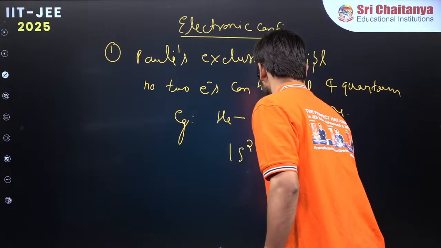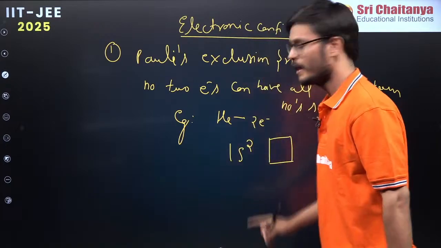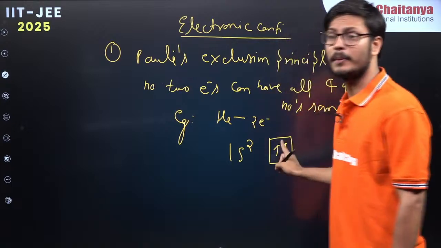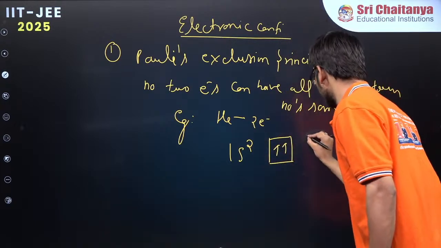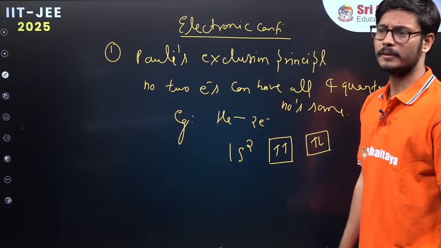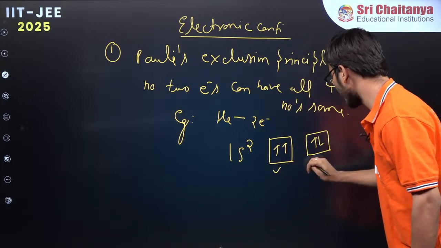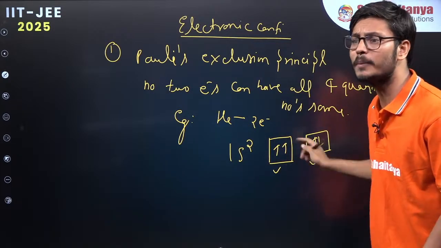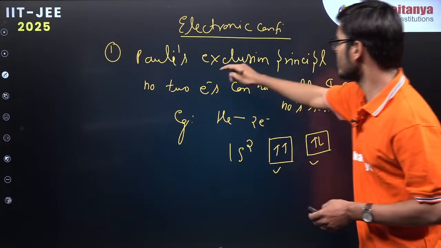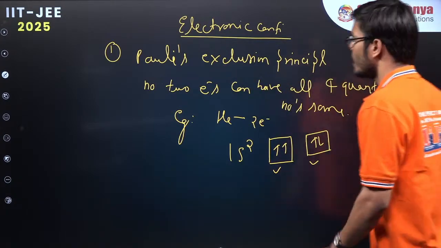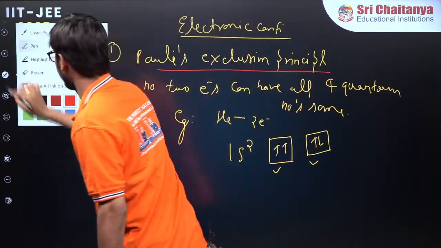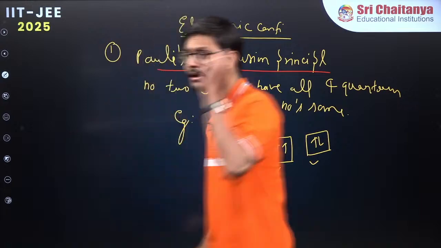Okay, how to represent? In the first orbit, the s orbital has one electron and one electron. You can represent it like this, or you can represent it like this. There are two ways to represent. How should I represent it, sir? Now this is very, very important, and this is the meaning of the Pauli exclusion principle. According to it, no two electrons can have the same quantum numbers. All quantum numbers cannot be the same.